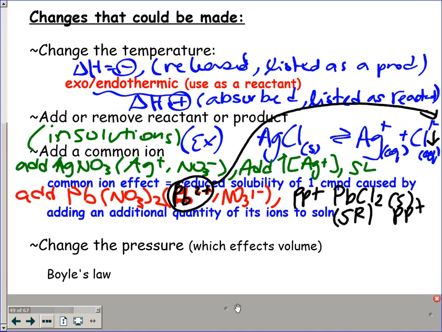Yes, so the first reaction here you have written down, right?